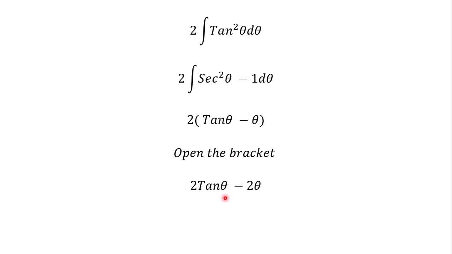Now let's open the bracket. When you open the bracket, you're going to get 2 tan theta minus 2 theta. Now I've already told you before, and I'll keep on saying it until I see that many of us have stopped making that mistake, or have gotten the understanding very well. Okay, 2 tan theta minus 2 theta. We moved from x world into the theta world to solve our problem.